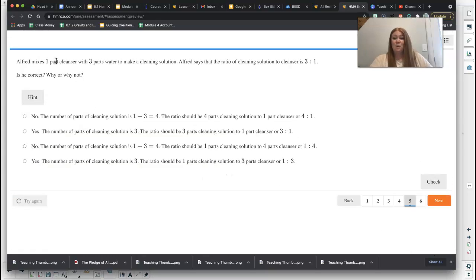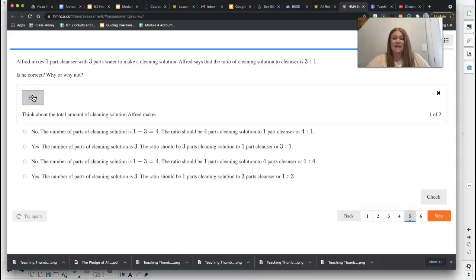Okay, Alfred mixes 1 part cleaner with 3 parts water. So 1 to 3. Alfred says that the ratio of cleaning solution is 3 to 1. Do you think he's correct? So I want you to think about that. He does 1 to 3. He says that it's 3 to 1. Is that correct or not? So yes or no. And then why do you think that is correct?